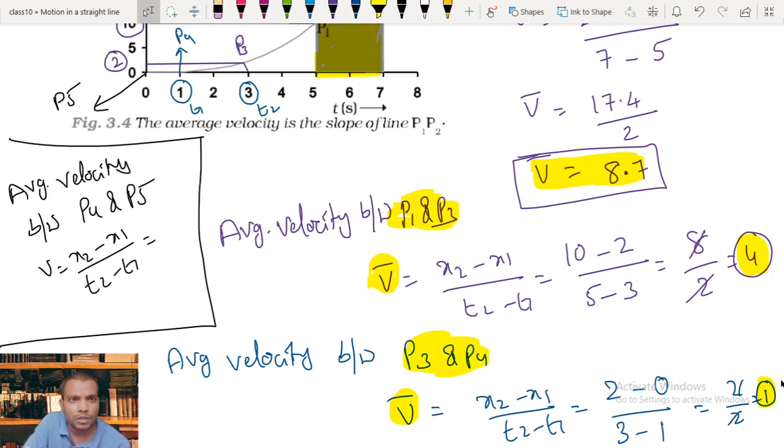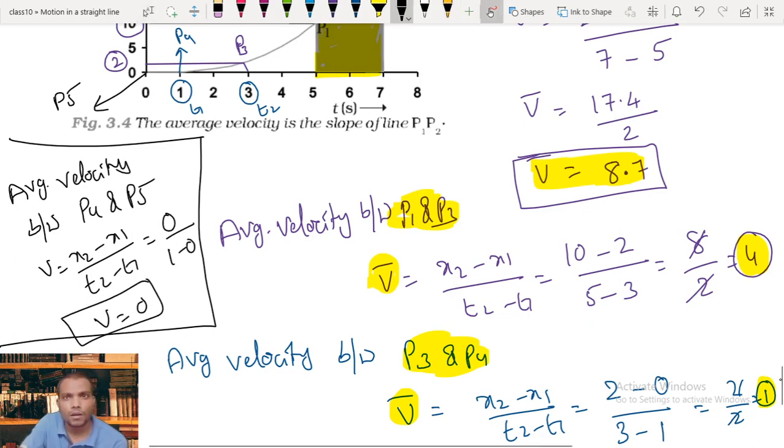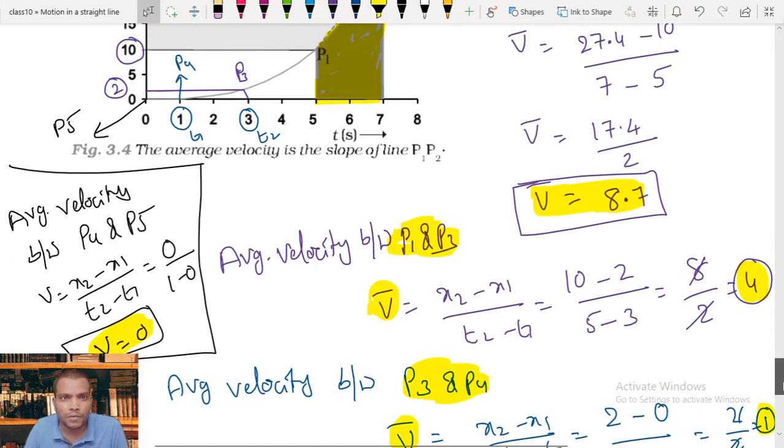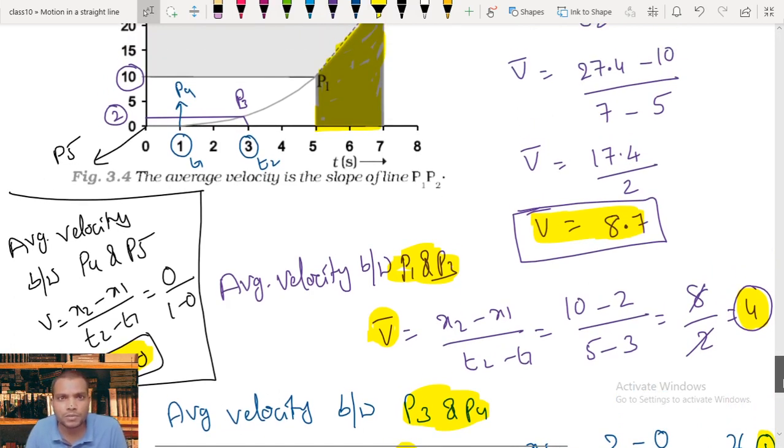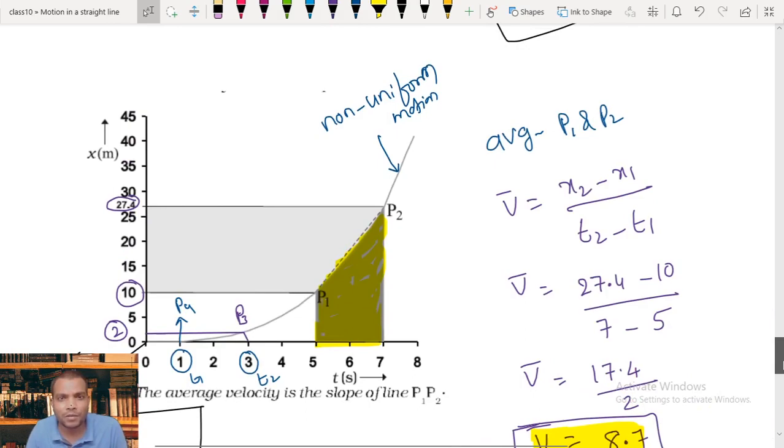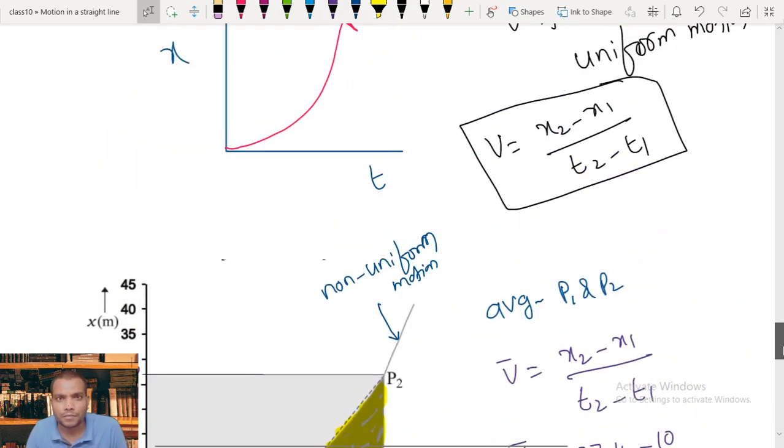Now v equal to x2 minus x1 upon t2 minus t1. Here x2 and x1 both are at 0 only, so I get 0 upon 1 minus 0, the velocity v equal to 0. Now between 1 and 2 the velocity equal to 0, between 1 and 3 the velocity equal to 1, between 3 and 5 the velocity is 4, and between 5 and 7 the velocity is 8.7.